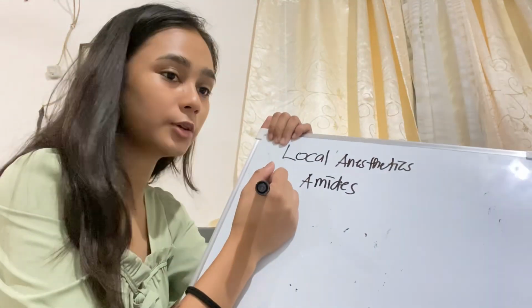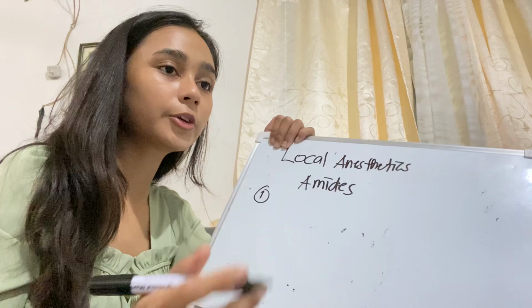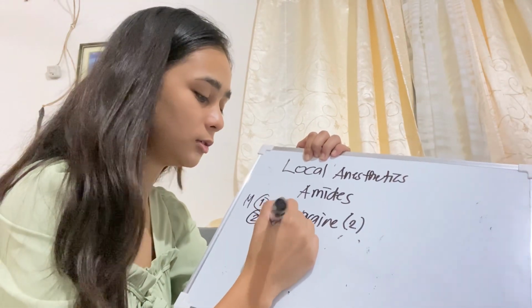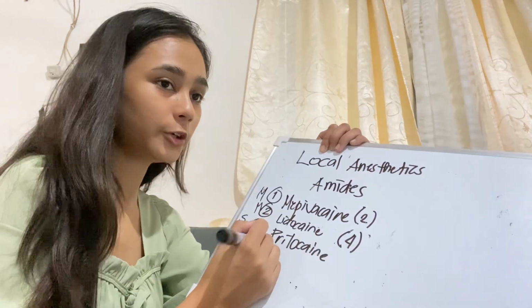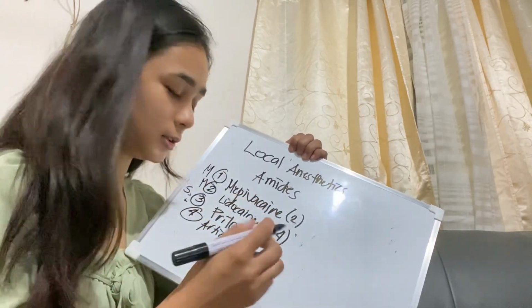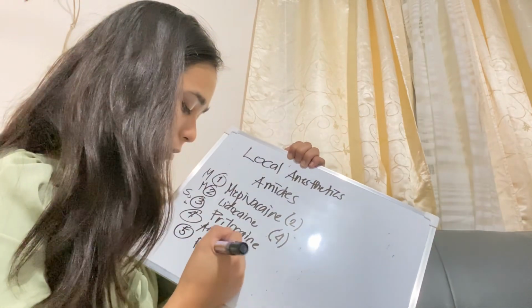For amide drugs, we have 7 here. First drug we have is mepivacaine. Second we have lidocaine, third prilocaine. Fourth drug we have is articaine, which is used for dental anesthetics. Fifth we have ropivacaine.